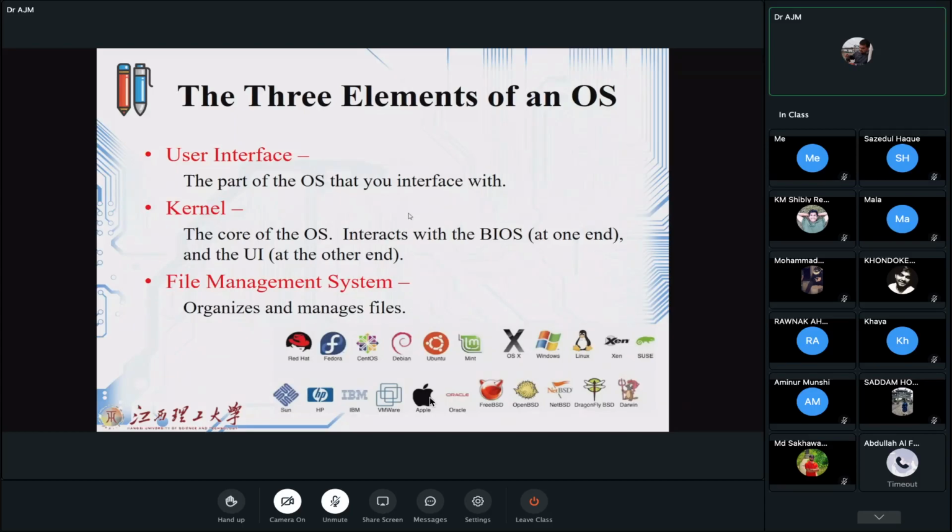And from the OS, we expect a file management system, which organizes and manages the files. These are the symbols for the OS, which are found through the net. And maybe SUSE, you know or no, I don't know, I didn't work with that. But Mint, suppose, now we work with.